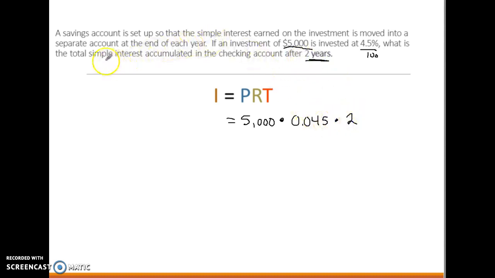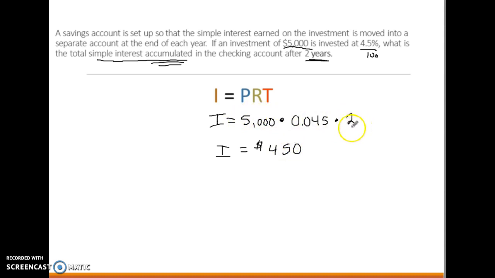And we are solving to find the simple interest accumulated. Accumulated is another word for earned. So the money earned on your investment represents your interest. We don't know I, so we're going to solve for I. To simplify this, we'll multiply each of these three. So 5,000 times 4.5% times 2 years gets us $450. So the interest earned, or money earned in this case, is $450 on that investment.